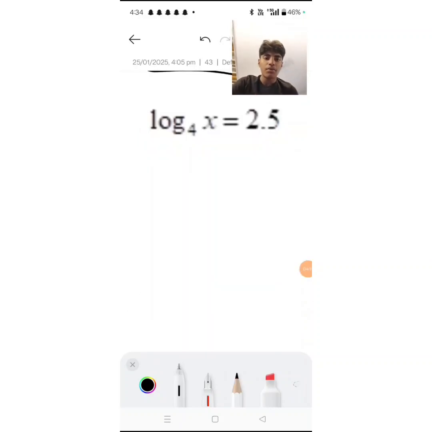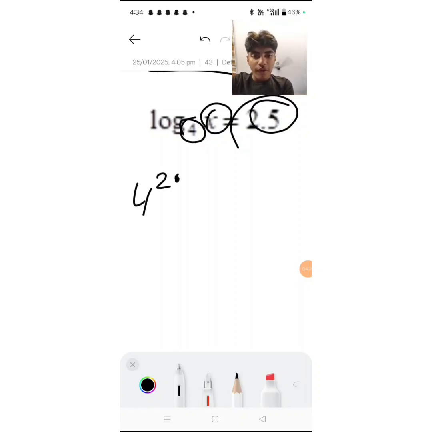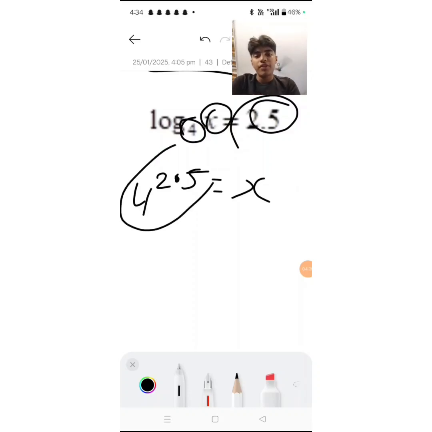Log x base 4 is equal to 2.5. Base, answer, power. This is simple. Just this one thing you need to remember, and your entire chapter is solved. So base, which is 4, answer 2.5, and power, which is just x. Now this is easy to calculate. You just need to solve this and get your answer basically.